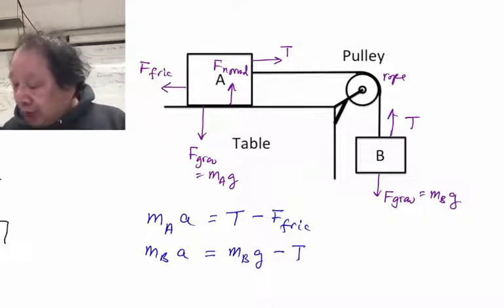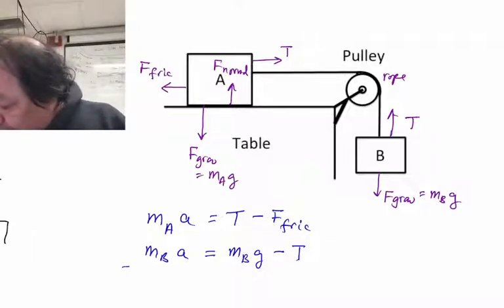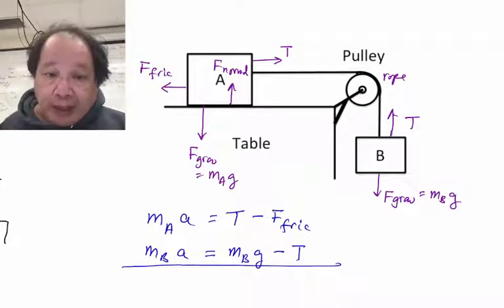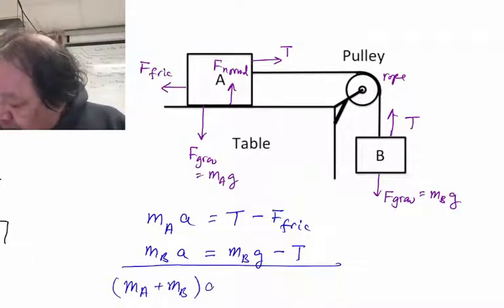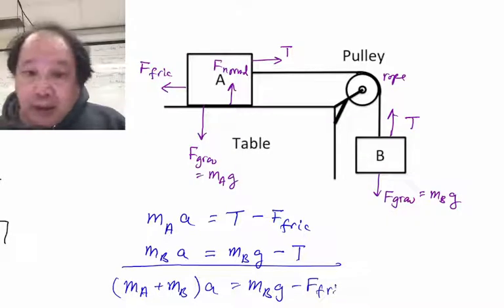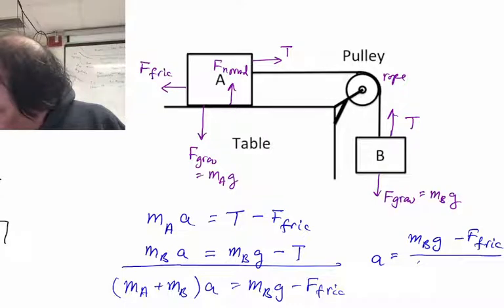We could actually do some algebra. We could, for example, cancel the tension, which is a value that we don't know. And we can do that by adding the two equations. When you add the two equations, you get mA plus mB times a. The T's cancel. You get mBg minus F friction. And we end up that a equals mBg minus F friction divided by mA plus mB.